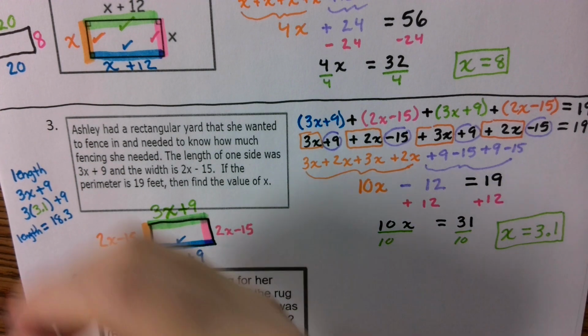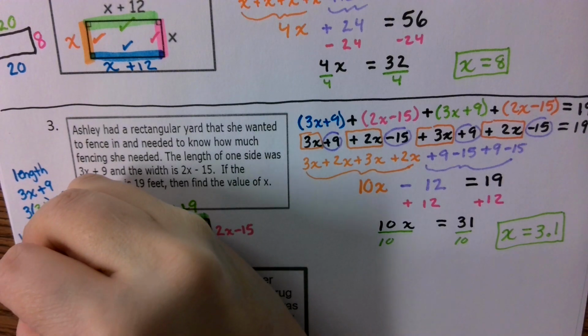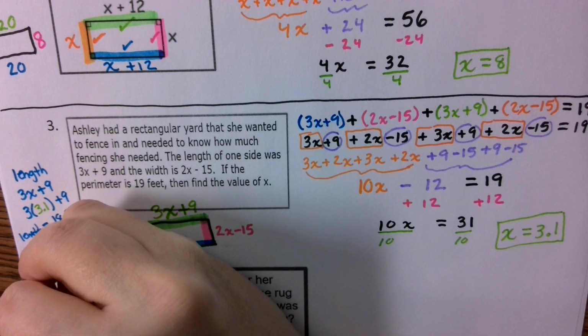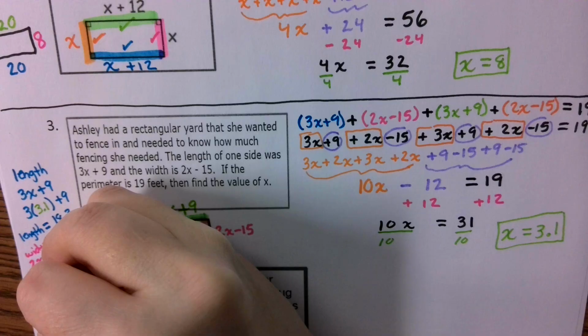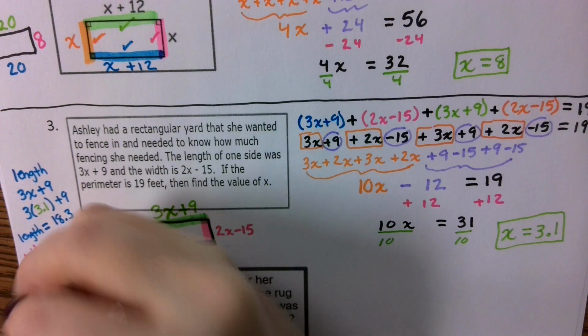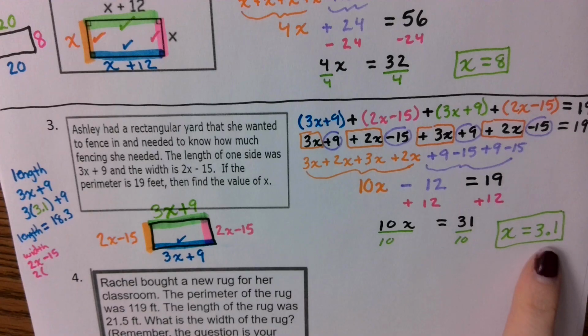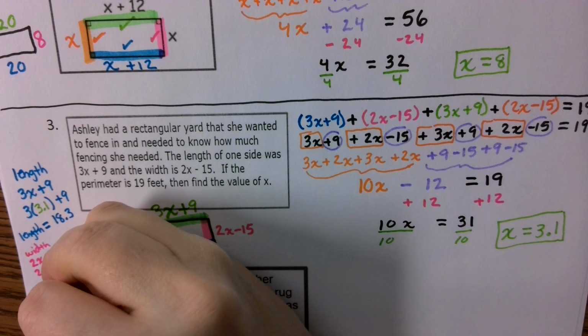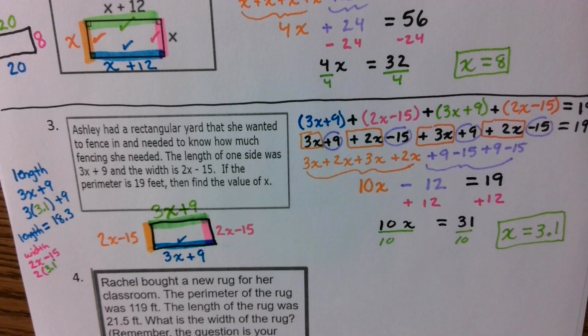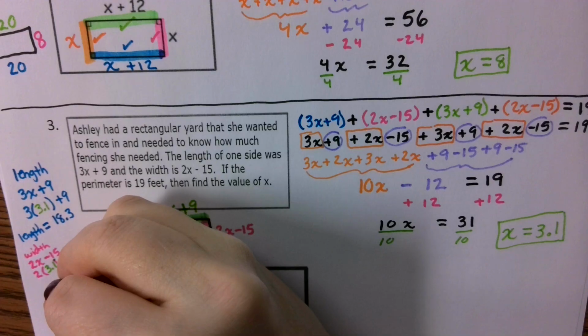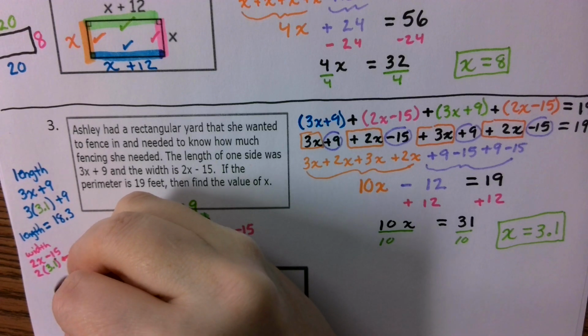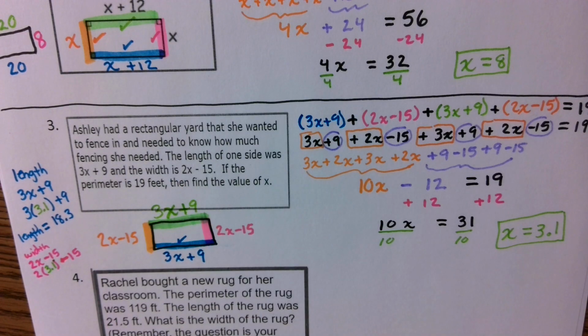Again, our width is the other measurement. The width was 2x minus 15. So we're going to do 2 times our x. What was our x again? Our x was 3.1. So we're going to do 2 times 3.1 minus 15. Okay, so what is 2 times 3.1 minus the 15?